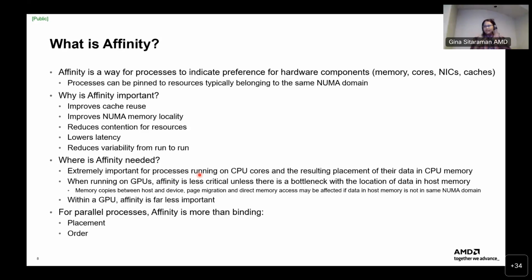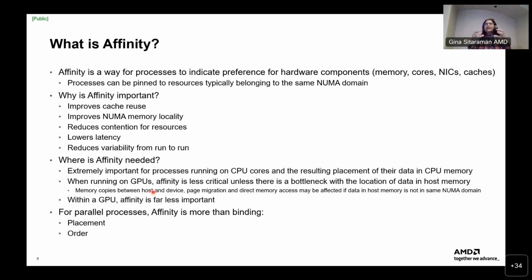It's mostly extremely important for processes running on CPU cores and the associated memories. When running on GPUs, Affinity is less critical unless we have a bottleneck with the data placement on host memory. So what do I mean by that? NUMA domains also associate GPUs with CPU cores and memory controllers. All of them are one logical entity.